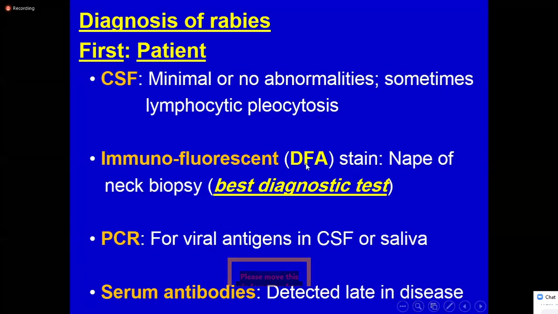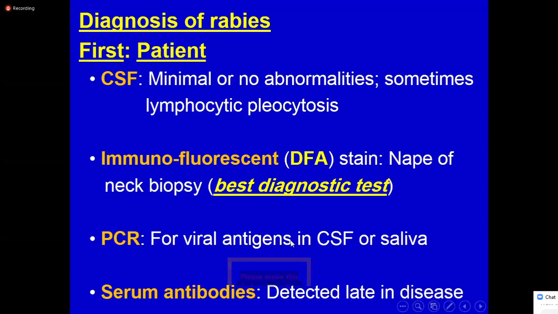Immunofluorescent test, direct fluorescent antibody stain: you can take a small piece from the nape, a neck biopsy, which is the best diagnostic test. Why the neck? Someone may ask me, doctor, why the neck? Because once the virus descends from the brain, the closest tissue to the brain is the neck. So neck biopsy will be the best diagnostic area.